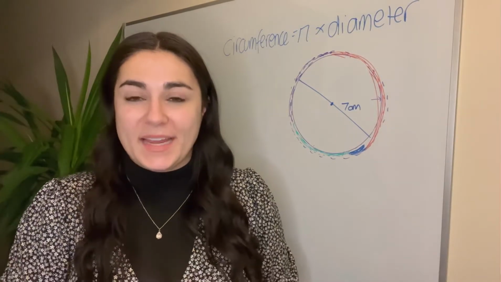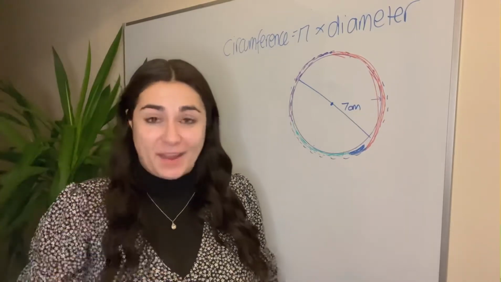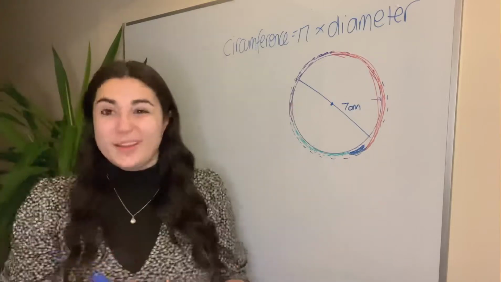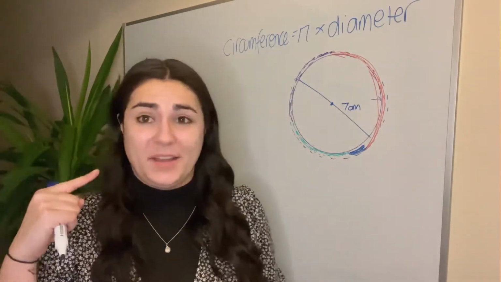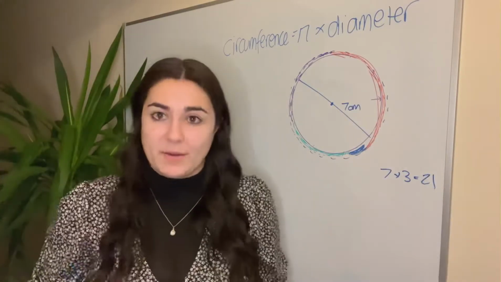Okay, so let's see if we can have a go at working out the circumference of this circle. Its diameter is 7 centimetres, and I know that for any circle, the circumference is roughly 3 times larger than its diameter. So you should always do a rough estimate in your head. 7 times 3, we know is 21, so we know it's going to be around about 21.